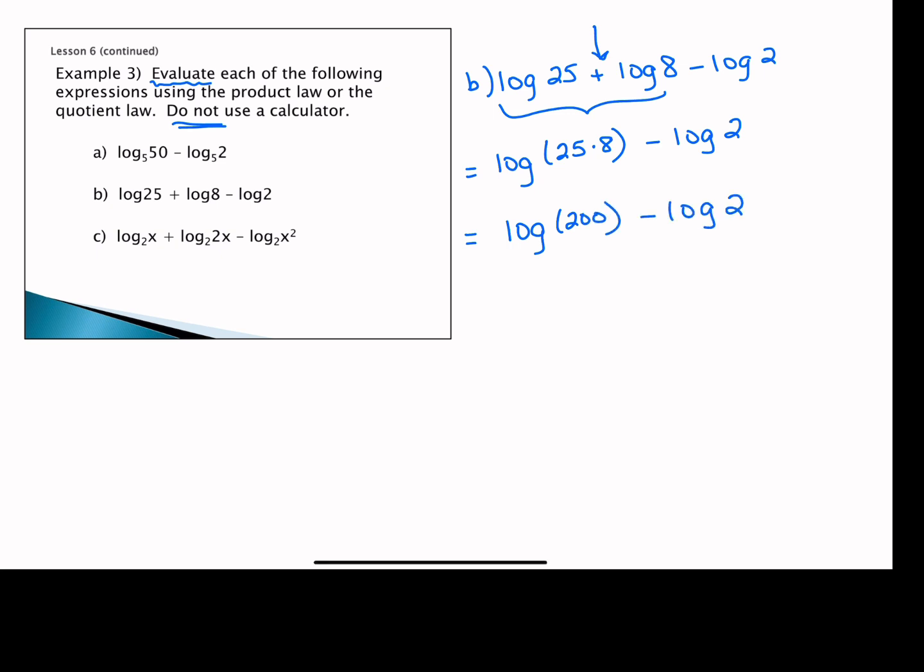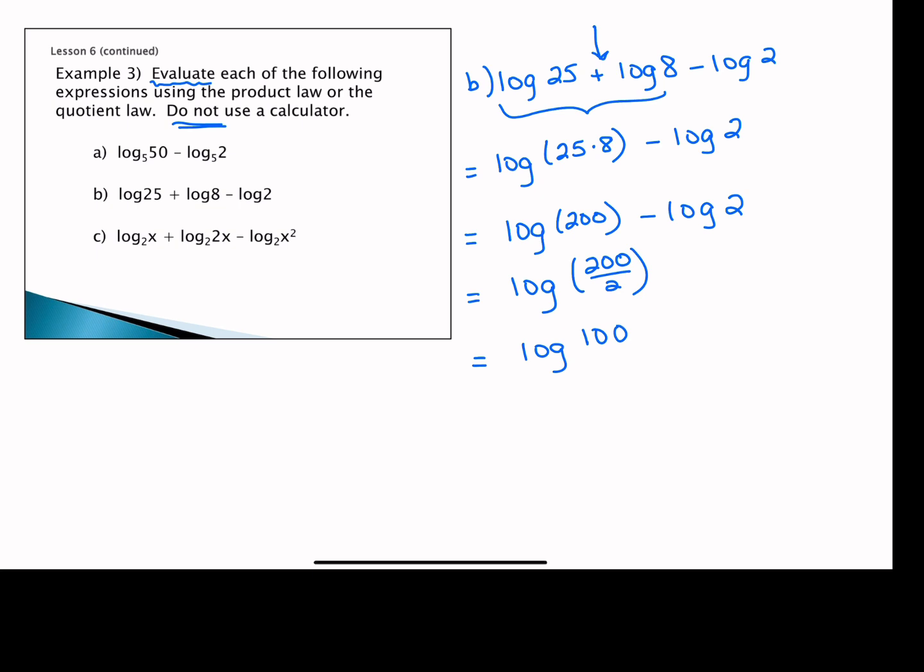So now we've whittled this down to two separate terms, and because we're subtracting those two terms and the bases are the same, we can use the quotient law. So this can be rewritten now as log still base 10 of 200 divided by 2. Now if we simplify, we've got log base 10 of 100.